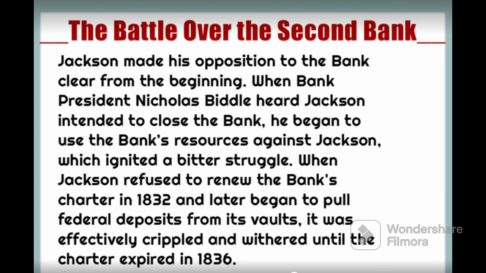Jackson made his opposition to the bank clear from the beginning. When Bank President Nicholas Biddle heard Jackson was intending to close the bank, he began to use the bank's resources against Jackson, which ignited a bitter struggle when Jackson refused the renewal of the bank's charter in 1832 and later began to pull federal deposits from its vaults. It was effectively crippled and withered until the charter expired in 1836.